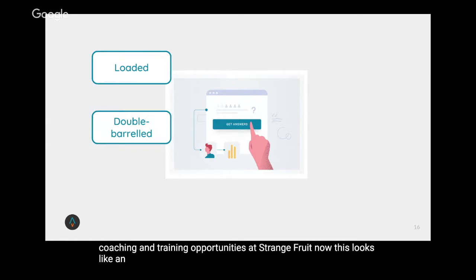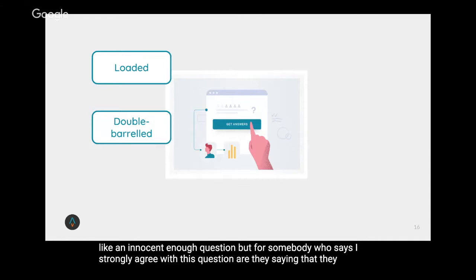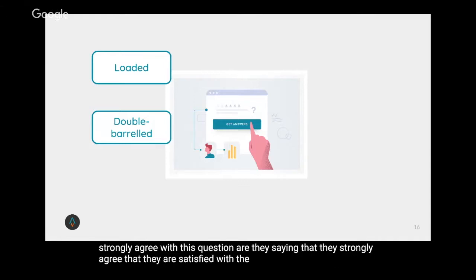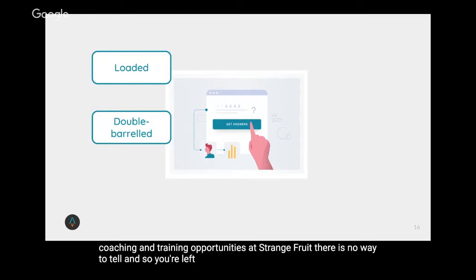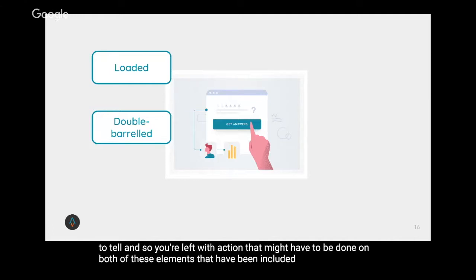Now, this looks like an innocent enough question, but for somebody who says, I strongly agree with this question, are they saying that they strongly agree that they are satisfied with the coaching opportunities at Strange Fruit, or the training opportunities at Strange Fruit, or the coaching and training opportunities at Strange Fruit? There's no way to tell, and so you're left with action that might have to be done on both of these elements that have been included in the question.